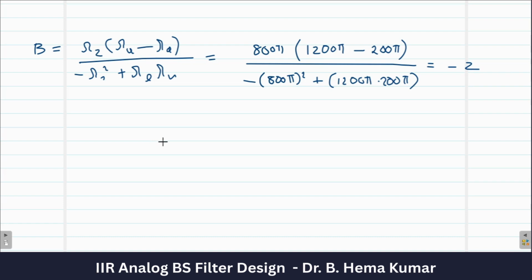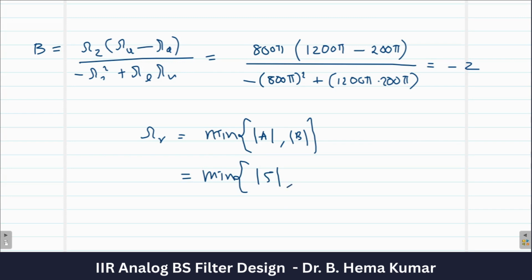Now we know the values of A and B. Second step, you have to calculate omega r. Omega r is nothing but the minimum value of the magnitude of A and the magnitude of B. The magnitude of A is 5. Similarly, the magnitude of B is minus 2. What I mean by magnitude is that you need to drop off the signs.